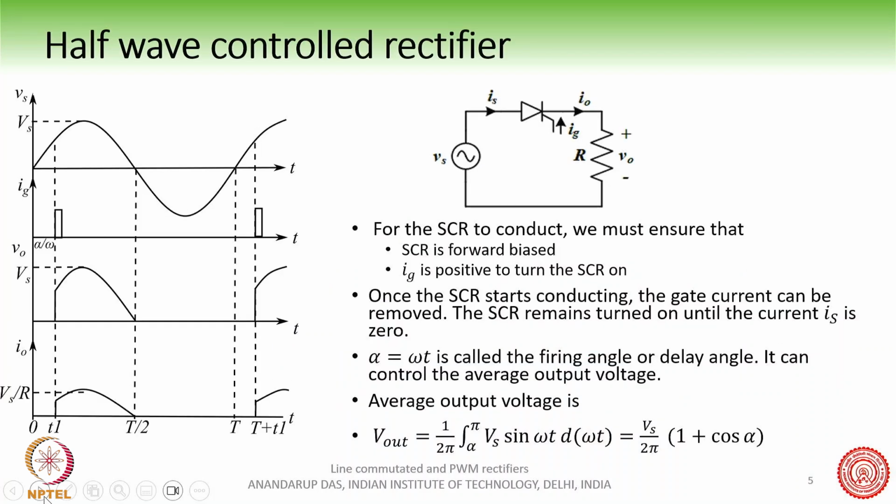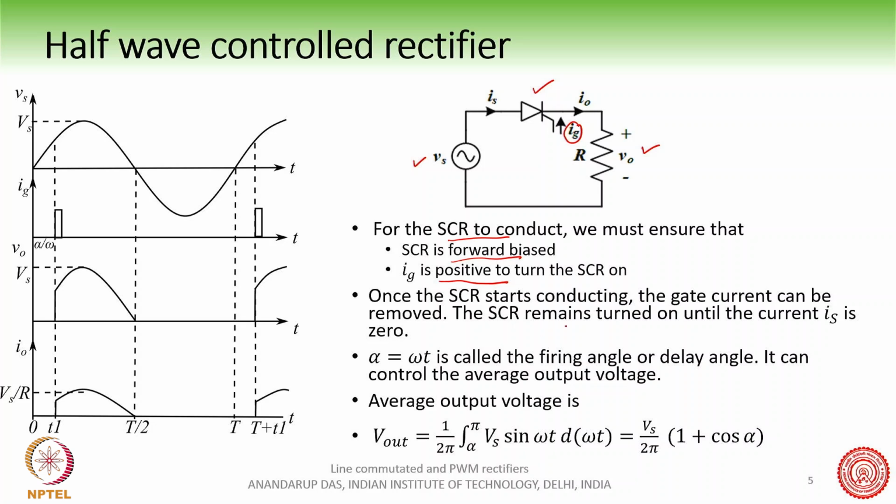If you start with the most basic thyristor controlled rectifier, we have an AC source, we have a load, and we have an SCR, or silicon controlled rectifier, commonly known as a thyristor. For the SCR to conduct, it must be forward biased, which means the anode voltage must be more than the cathode voltage, and the gate current must be positive. This is the gate current here, which must be positive during the time when the SCR is being turned on. Once the SCR starts conducting, the gate current can be removed.